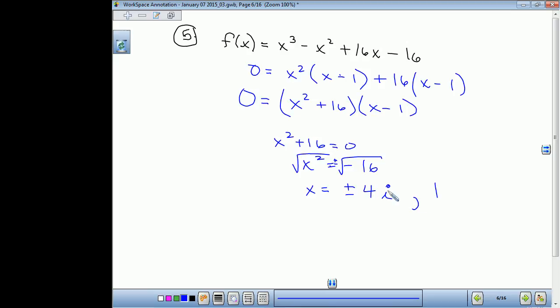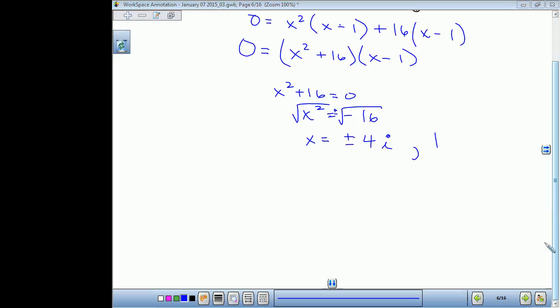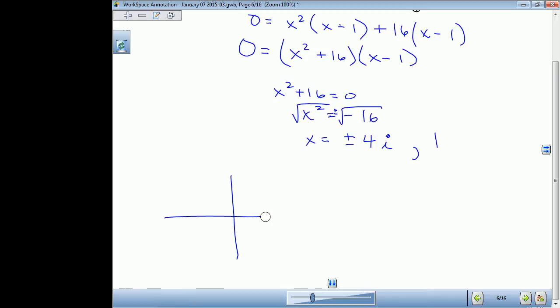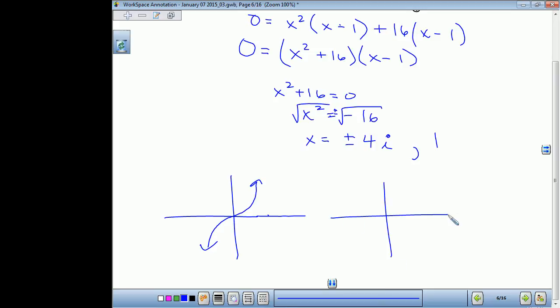Okay. Because these zeros are imaginary. Wait, how does that look? I'm so glad you asked. I need to do it on the board because Jessica's watching this and she's going to want to know how it looks also. Okay, so cubics. They're kind of our squiggly ones. A cubic can look like this.